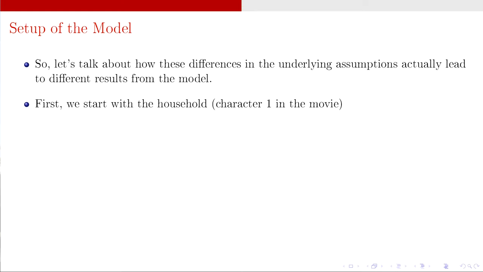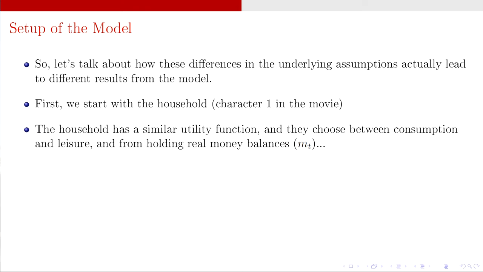And actually, we're probably going to be looking at some of the same sets of impulse responses, and we're going to see that they match up much better with the New Keynesian model than they do the real business cycle model. Now, the household has a similar utility function, and they choose between consumption and leisure and from holding real money balances, just like what we saw before.